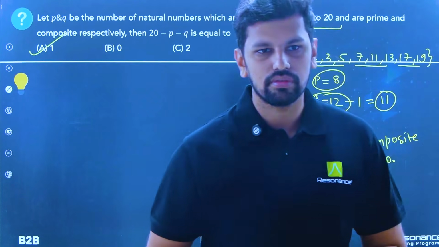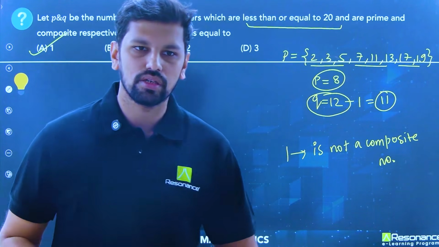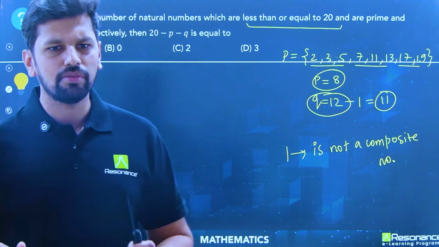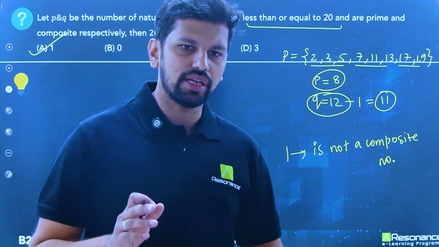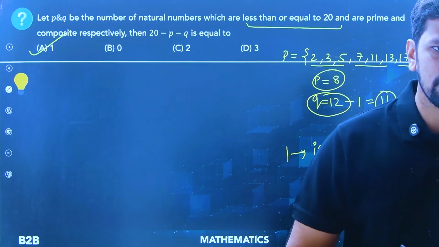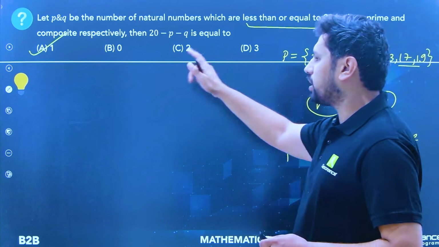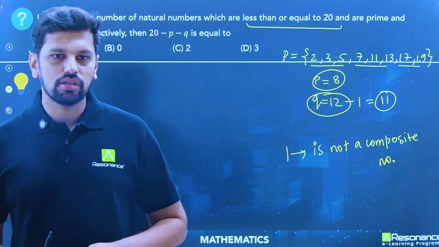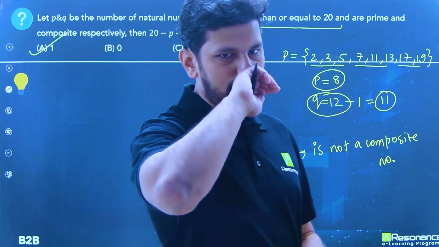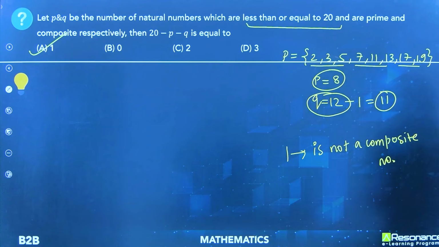Yes or no? Yeah, 1 is neither prime nor composite. Very good. So the answer will be 1, not 0. Remember this. The composite numbers start from 4, 6, 8, 9, 10, 12, 14, 16, 18, 20. Very good.